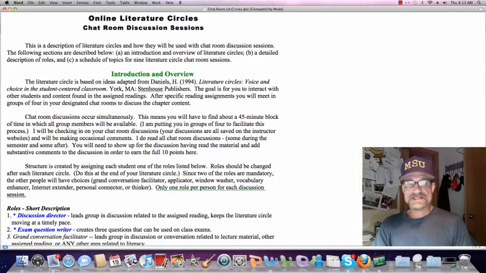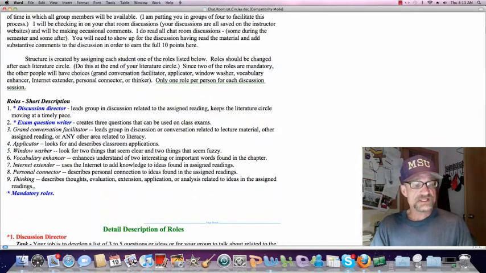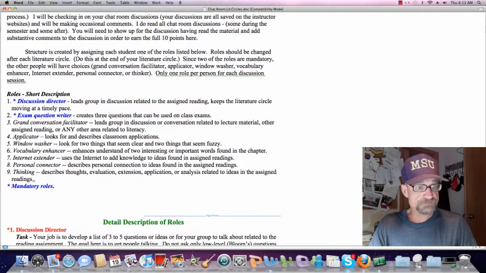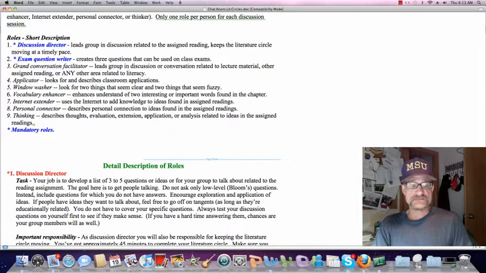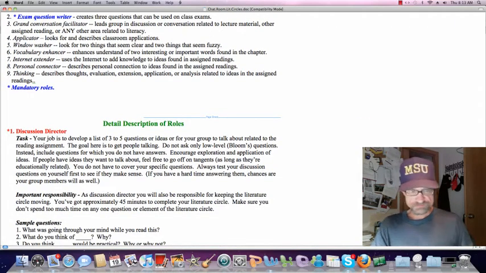Structure is created by assigning roles. Roles should be changed after every literature circle. Since 2 of the roles are mandatory, the other people have their choice. Only 1 role per person for each discussion. So even though I have 9 or 10 roles, these are the only 2 that have to occur every week. Discussion director, your job is to develop 3 to 5 questions to keep the conversation going. You're in charge there. Keep people moving.